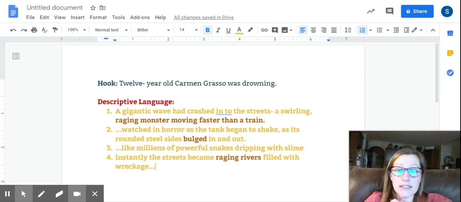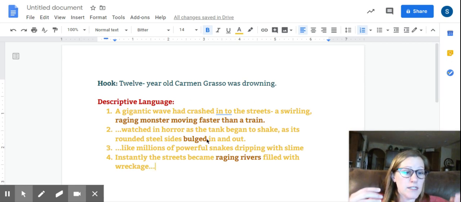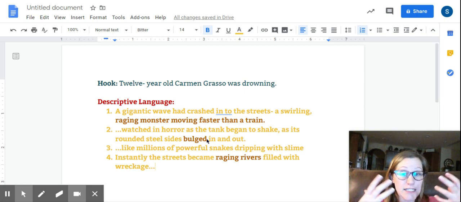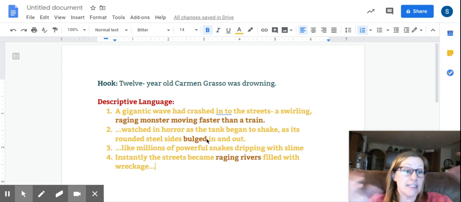In the second example, it says, "Watched in horror as the tank began to shake as its rounded steel sides bulged in and out." So in this one, the word choice of "bulged," it wasn't that they moved in and out or shook in and out. She chose a really different descriptive word to describe what she wanted us to see in our minds. Can you see steel sides kind of bulging out?